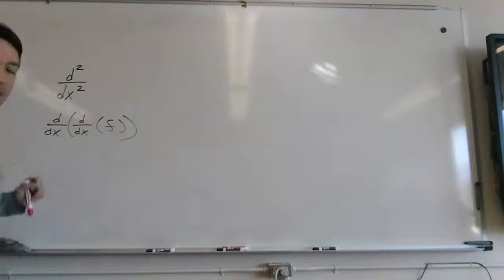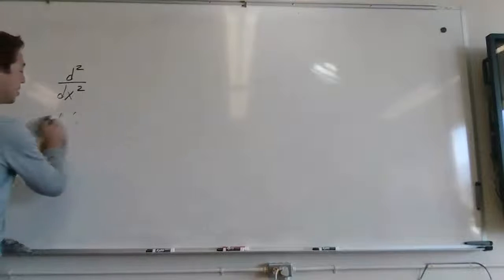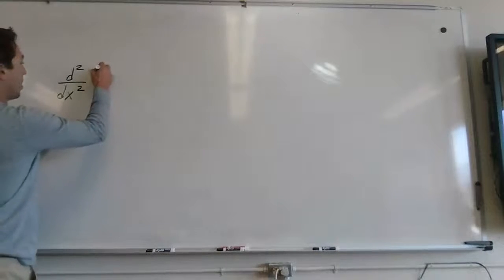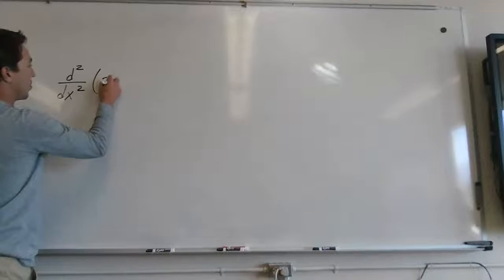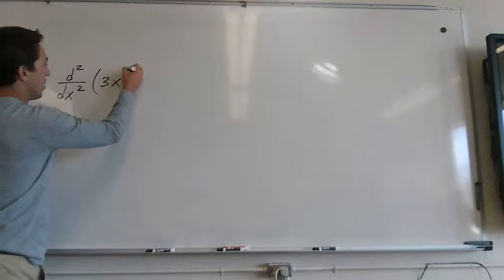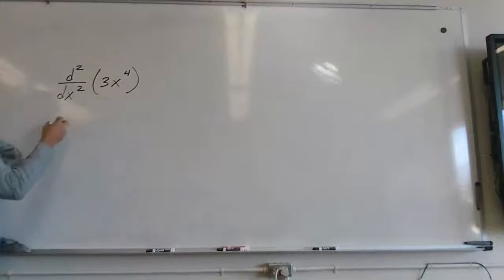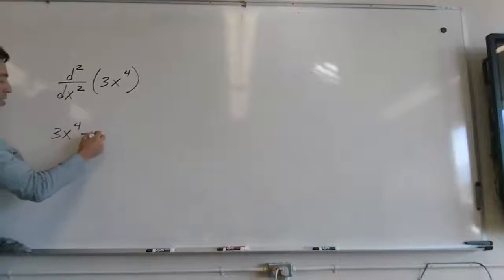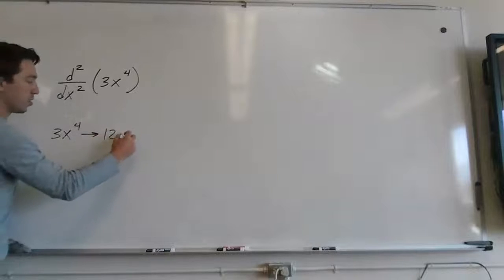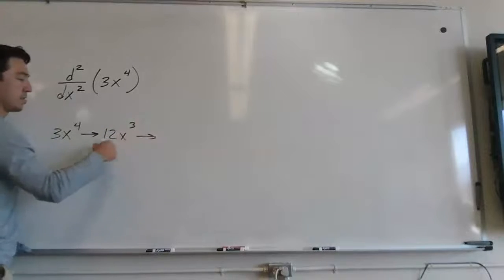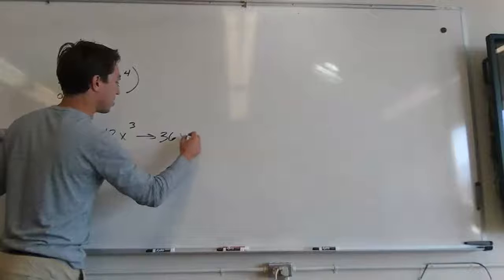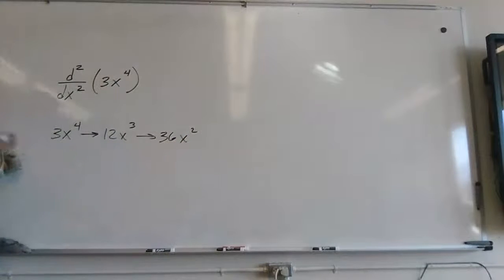A really simple example would be a function like 3x to the fourth. The first derivative is 12x cubed. The second derivative is 36x squared. That's literally all there is to it. Make sense? Okay.